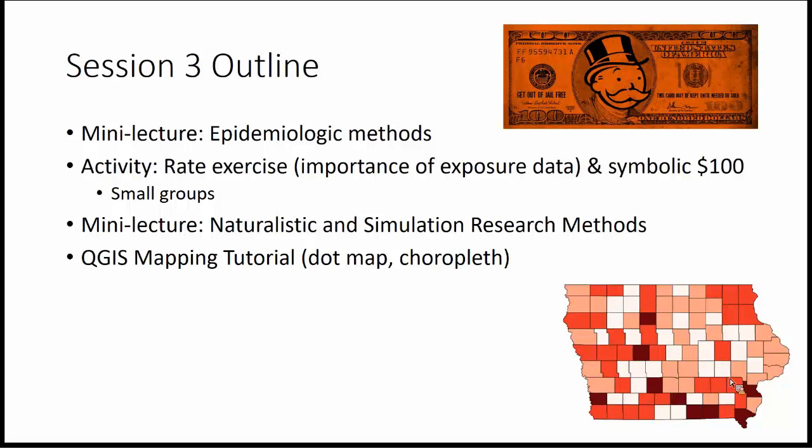So we taught them how to do a dot map and a choropleth. The picture of the map here is a choropleth. We used Iowa crash data as our example just because that was readily available and downloadable through a website. So that was what we used to have them practice with.